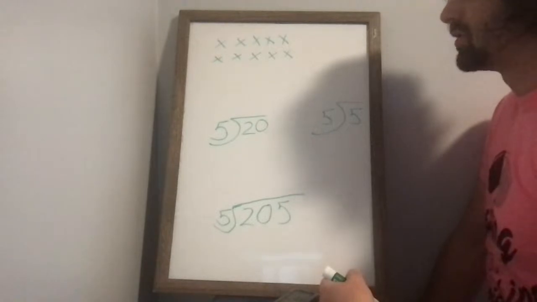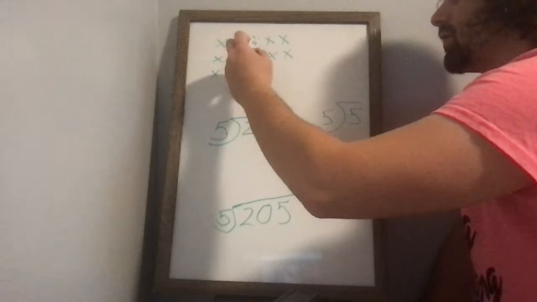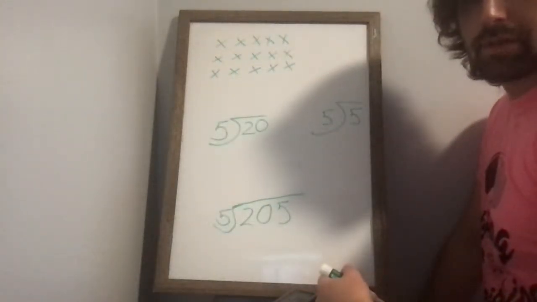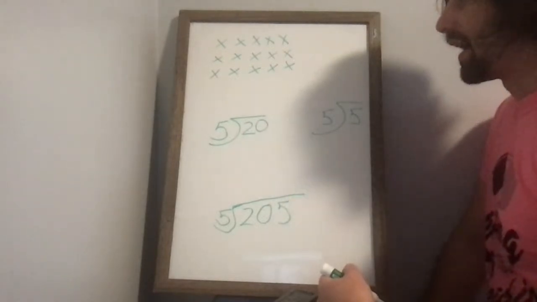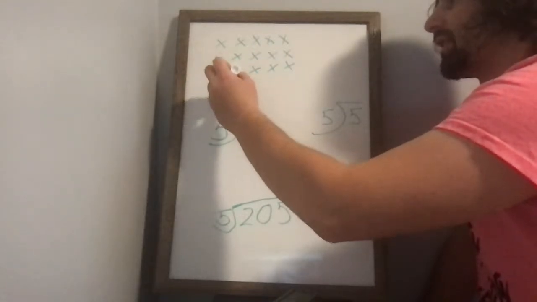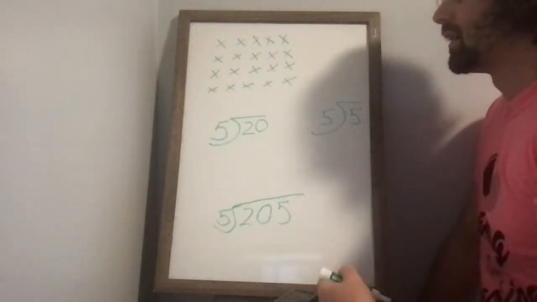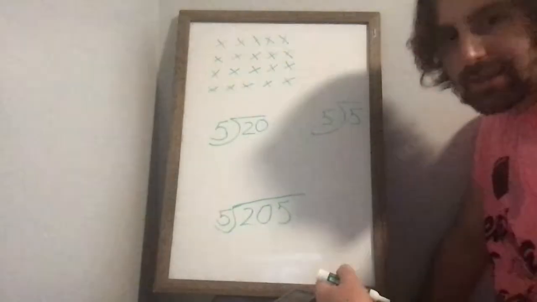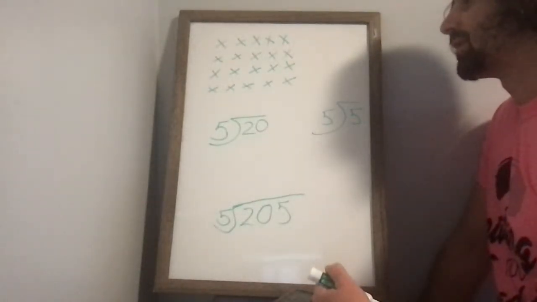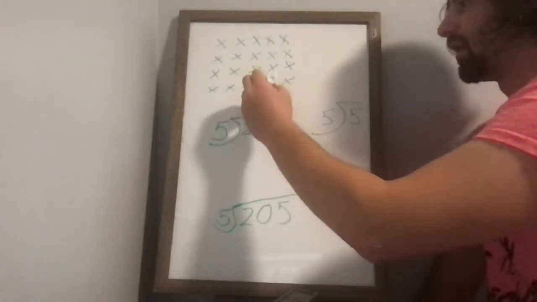So I'm at 10 x's, 2 groups of 5 so far. 11, 12, 13, 14, 15. So I'm at 15 x's, and so far I have 3 groups, 3 rows of 5. 16, 17, 18, 19, 20. So I have 20 total x's, and I have 4 rows of 5, 4 groups of 5 I was able to fit in those 20 x's. So 20 divided by 5 equals 4.